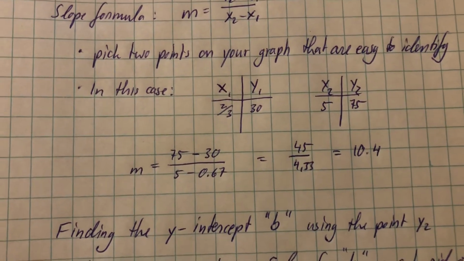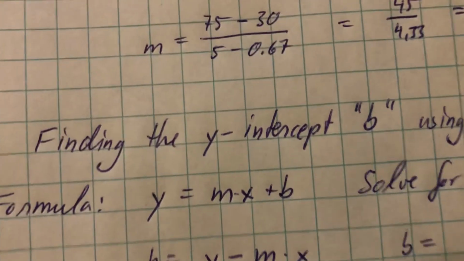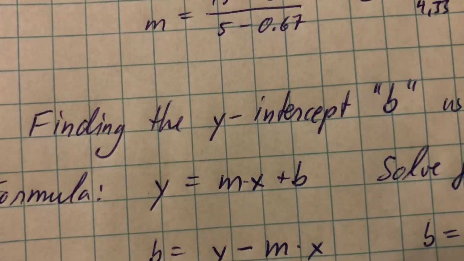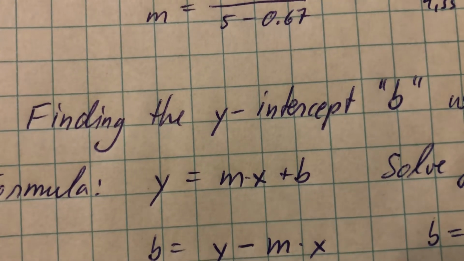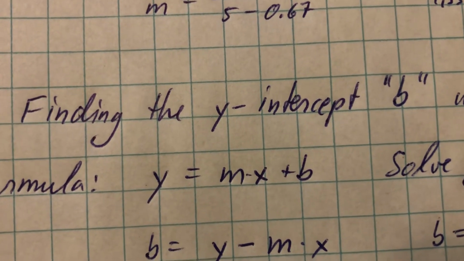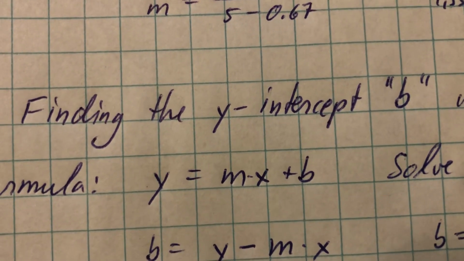You have the height of the Barbie then. The formula is this one here: y equals m times x plus b. Y is the value on the y-axis. M is your slope. We already calculated that. X is the number of rubber bands, and then b is the y-intercept.